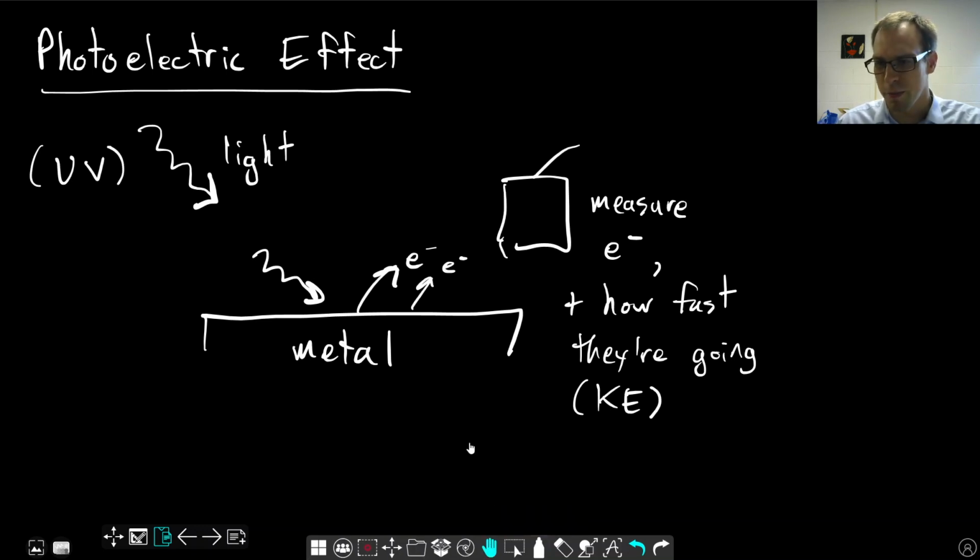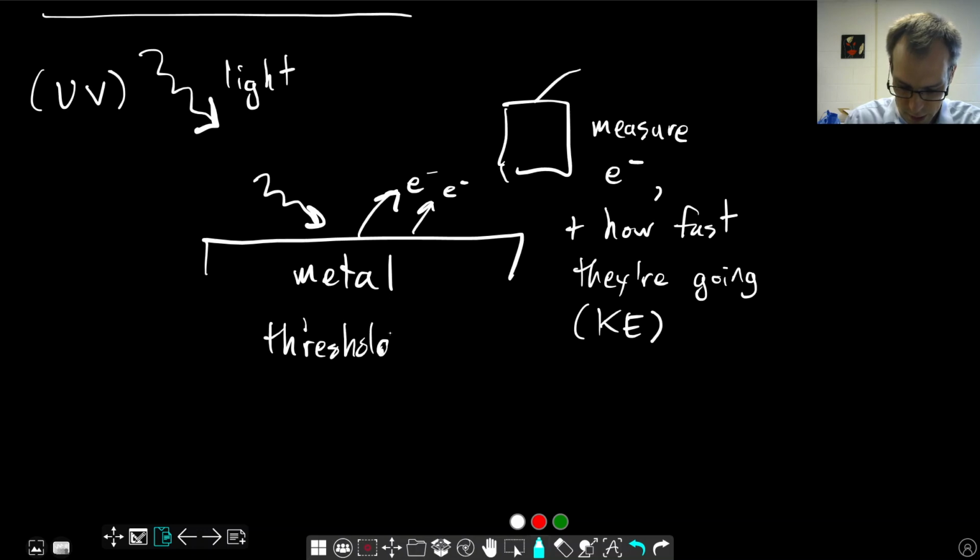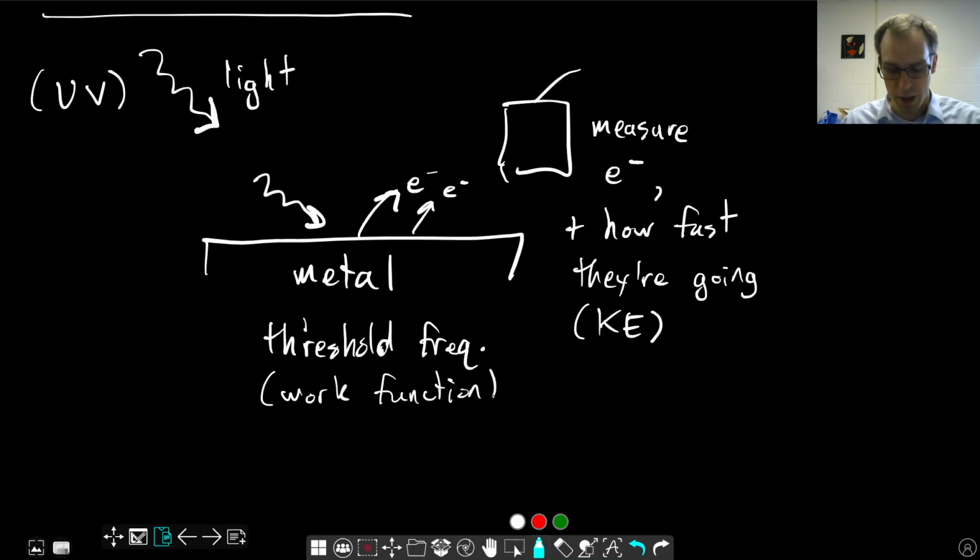So through careful observation, scientists observed that for a particular metal, it has a threshold frequency. Or we sometimes call it the work function of the metal. And if the light is below that threshold frequency, there are no electrons that come off of the metal. And if it's above that threshold frequency, so let's represent this graphically.